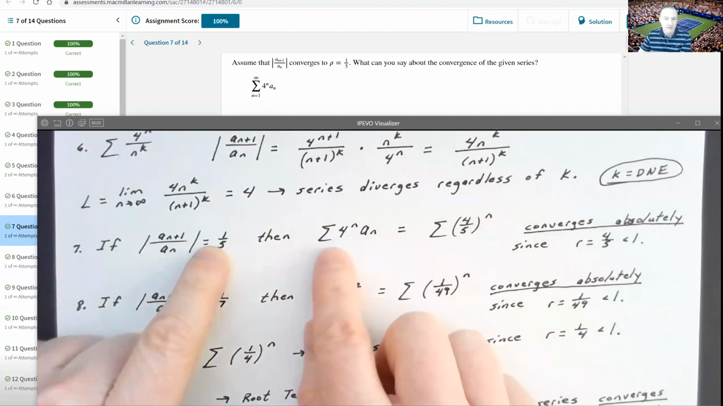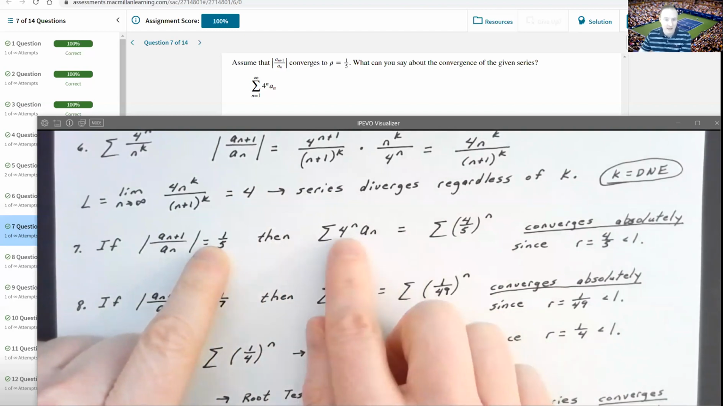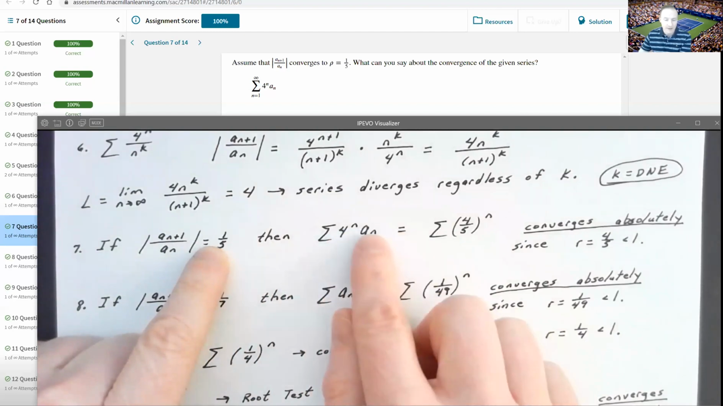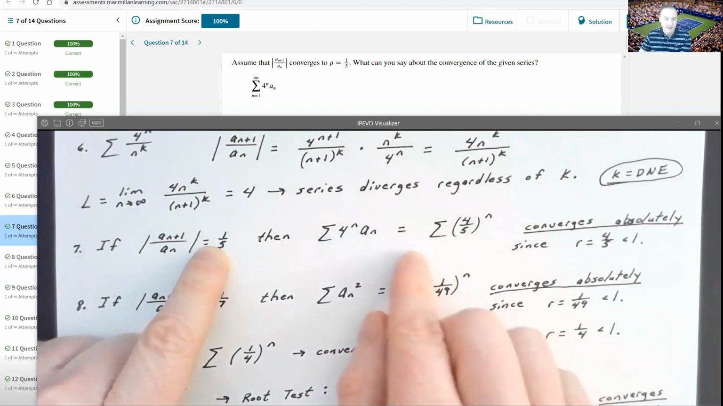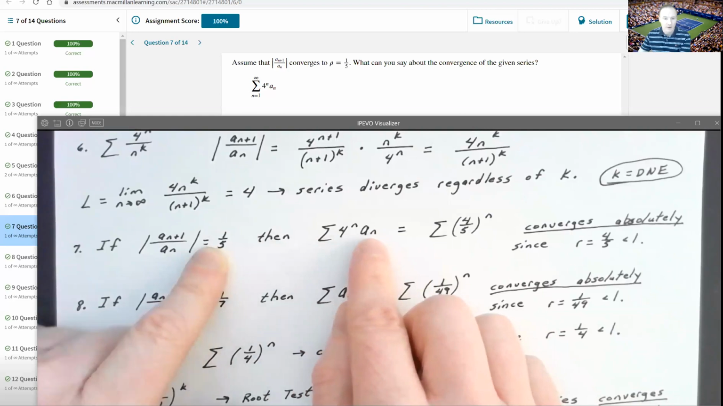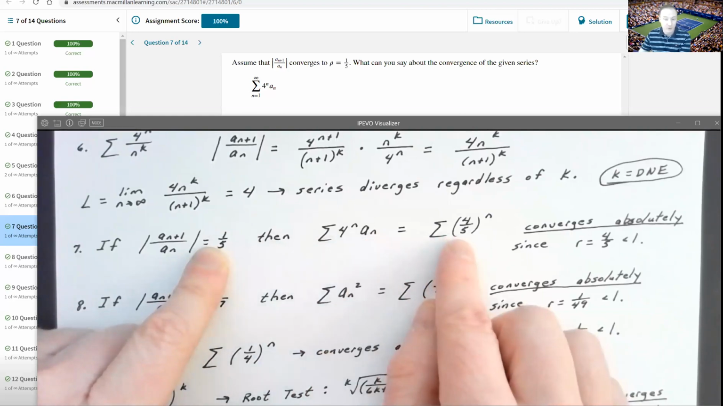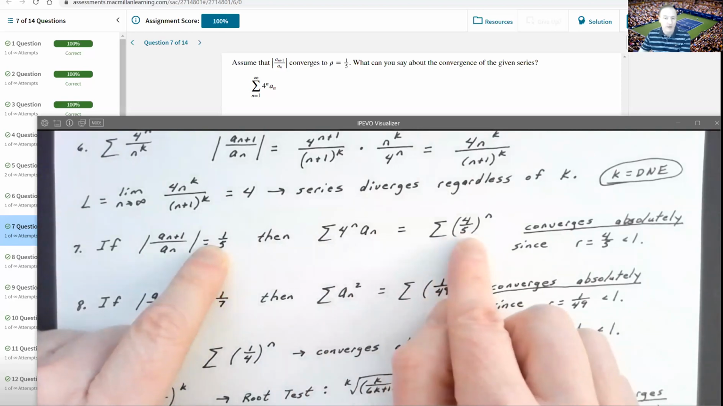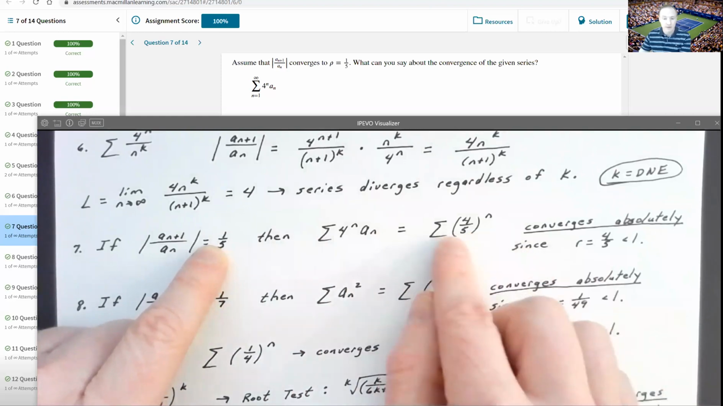Well, think what happens if you put that a sub n inside of a summation multiplied by 4 to the n. Well, I'm thinking a sub n is the same thing as 1/5 to the n, since every term is 1/5 of the size of the term in front of it. Well, 4 to the n times 1/5 to the n would give me 4/5 to the n. What do I know about 4/5 to the n? I know it's a geometric series in which each term is going to get smaller by a factor of 4/5.